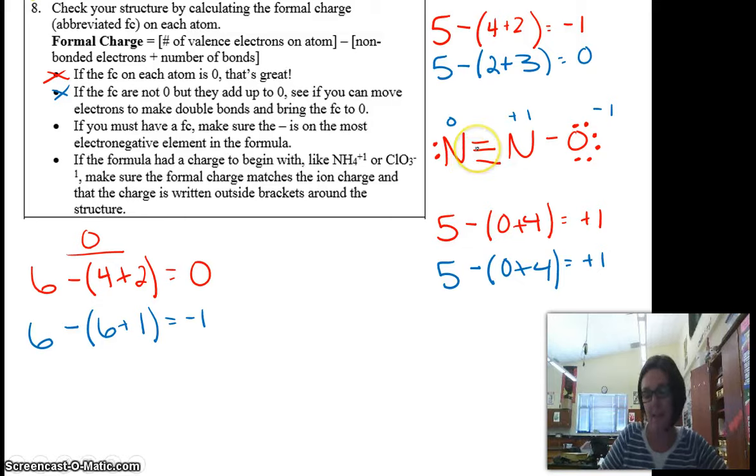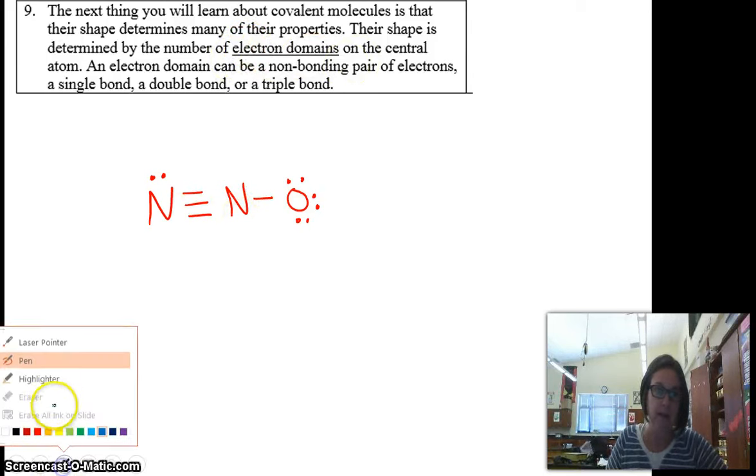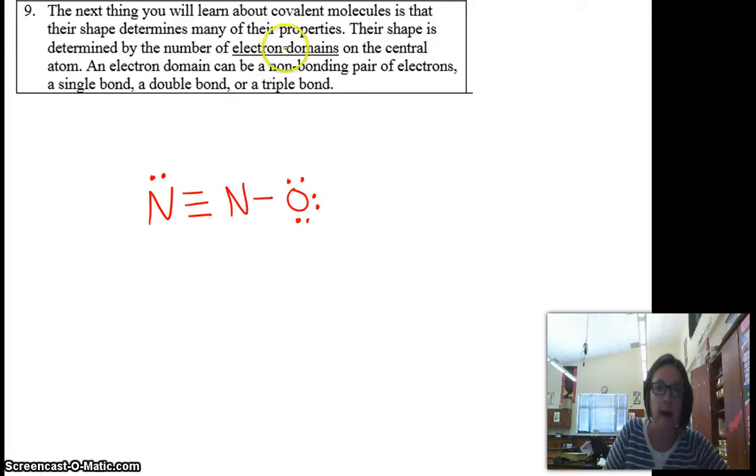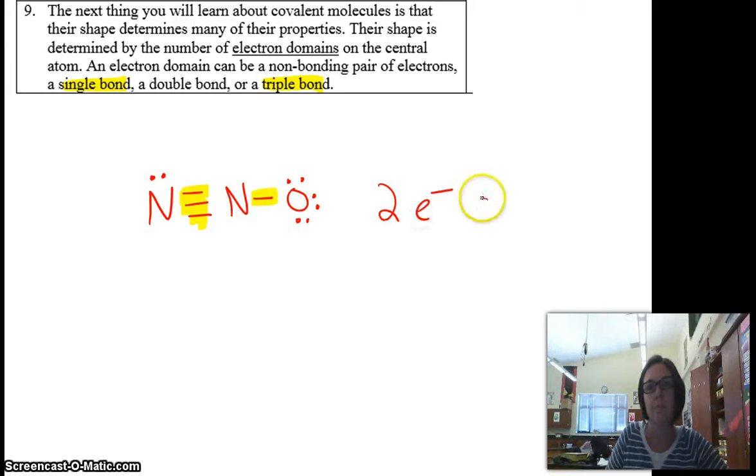The last thing we do is move on to step 9. Here's our Lewis structure. We have to count the electron domains on the central atom. In this case, we have a triple bond and a single bond. Here's our triple bond, here's our single bond. So that's 2 electron domains. You'll learn later what we're going to do with those electron domains.